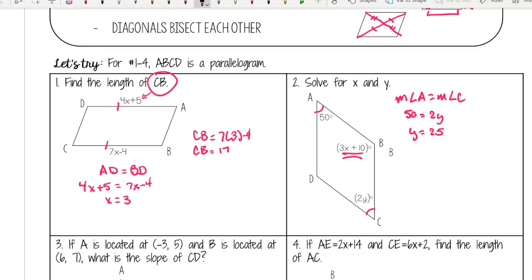But then we have to find this one. Well, we know that consecutive angles are supplementary, supplements, 180. So the measure of angle A plus the measure of angle B equals 180. Plug in what we know, 50 plus 3x plus 10 equals 180. When you solve that, you get x equal to 40.